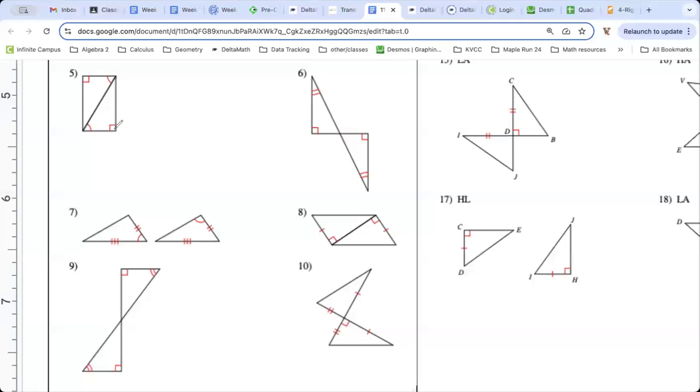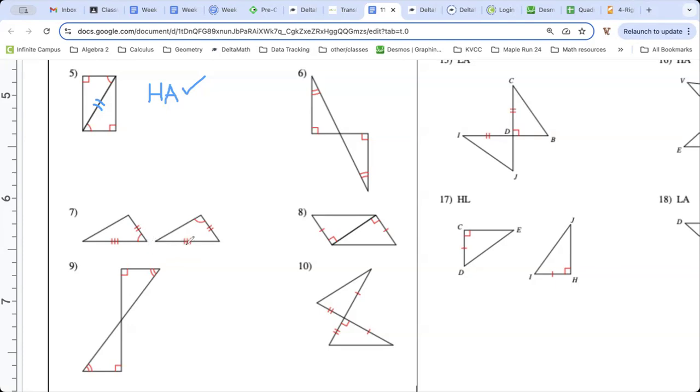Number 5, you have two right triangles because this triangle has a right angle. Take a look here. They share the hypotenuse, so the hypotenuses are congruent. And what else do they have? They have a pair of non-90-degree angles. So HA works. Or you can say it's angle, angle, side. But for right triangles, hypotenuse, angle works. What about 7? In 7, you have the hypotenuse.